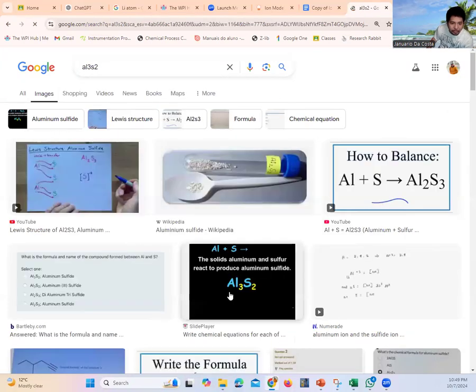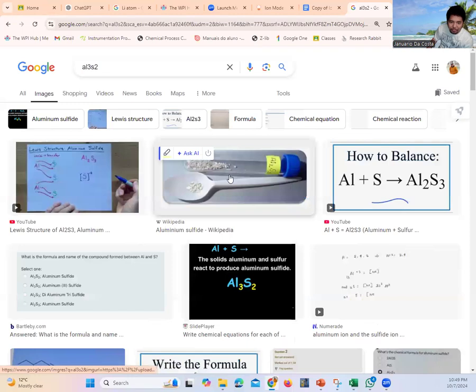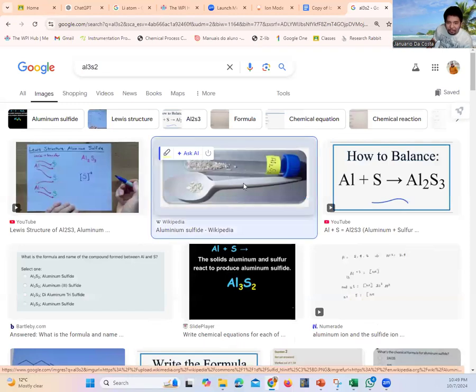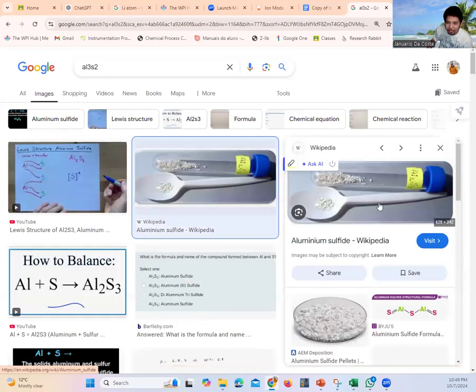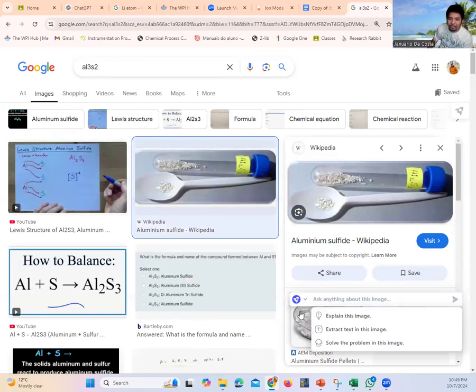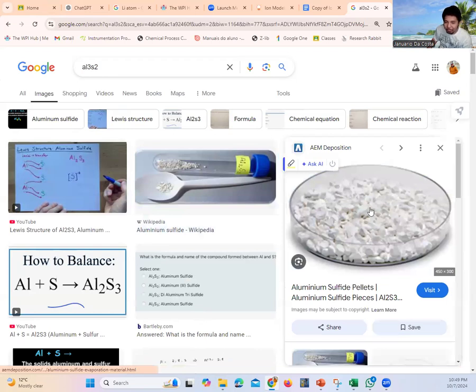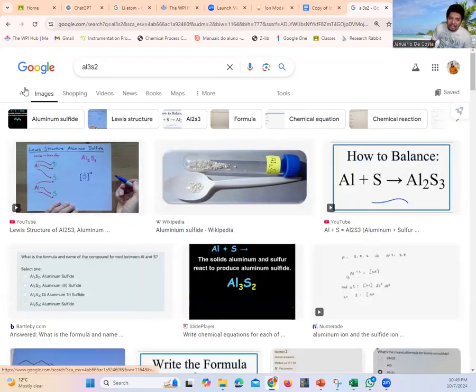Okay, if you look at the material, yeah, this is the aluminum sulfide, Al2S3. If you look at the graph here, this is like a white powder or something like this. Aluminum sulfide.